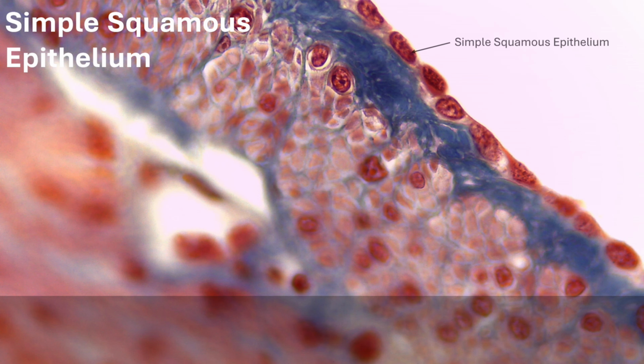In simple squamous epithelium, you can see that the cells are very flat. The nucleus is flattened, but not perfectly flat. Underlying the epithelium, we see a basement membrane here.